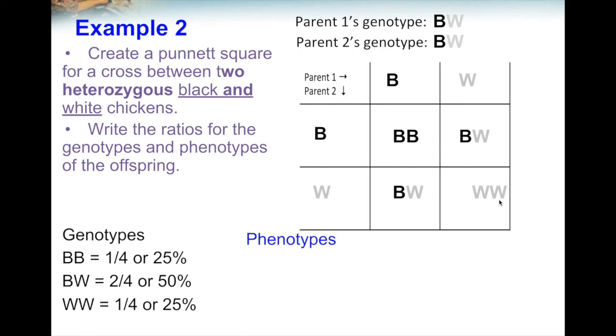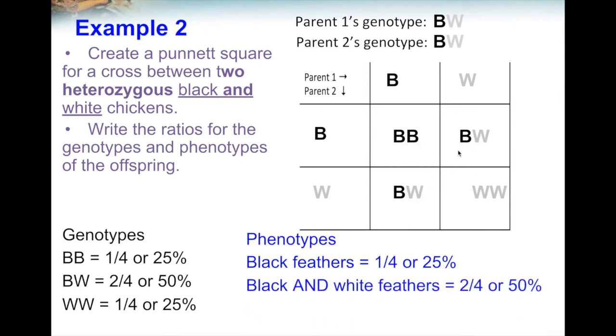What does that mean in terms of the physical traits? Well, we already said BB represents black feathers, and I can see that in 1 out of 4 boxes, or 25%. And BW represents black and white feathers, so that's in 2 of the 4 boxes, or 50%. And then white feathers is going to be in 1 of the 4 boxes, or 25%.